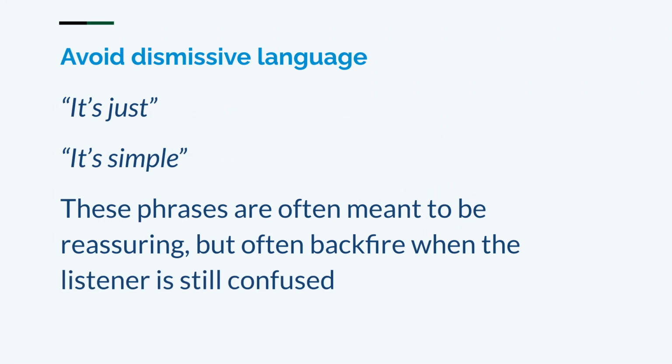Sometimes when we're trying to make something feel better, we'll say things like, oh, it's just do this. This is really simple. That's intuitive, but if you say, hey, this is really simple, let me show you, and they still don't understand, that can really backfire. Now they feel like, well, if this is simple and I don't get it, what's wrong with me? I just can't do this. Two of my least favorite words at work are "just" and "simply." Yeah. Expunge those. Never say them.